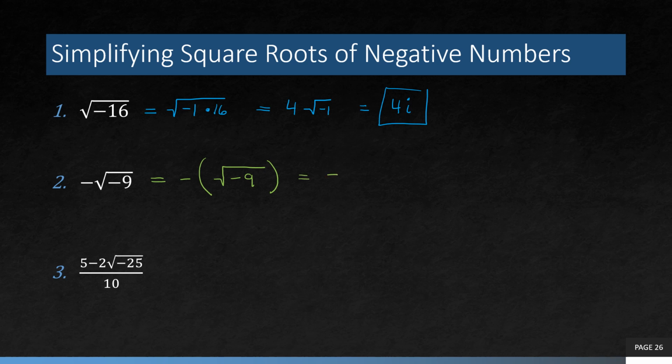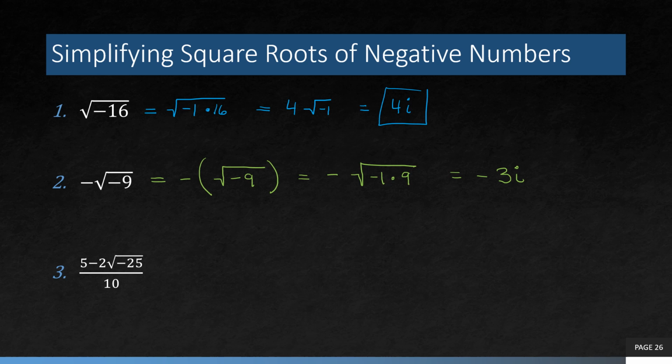And we're going to -1, factor that out, times 9. So that's going to become negative. That 9 becomes 3, the square root of 9, and that -1 becomes i. So this is -3i. And then for the last one, it looks very complicated.